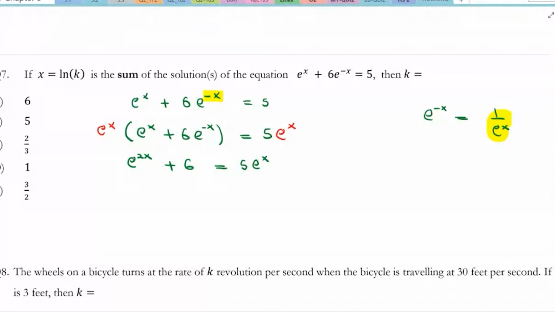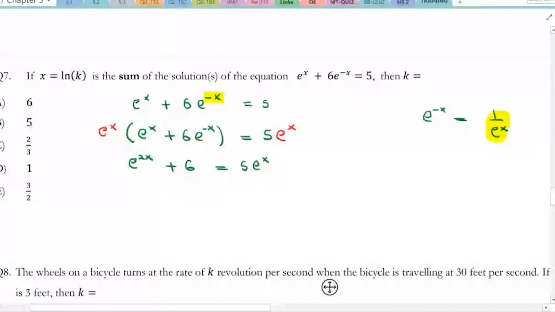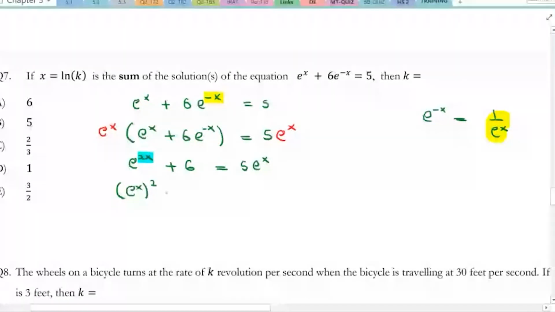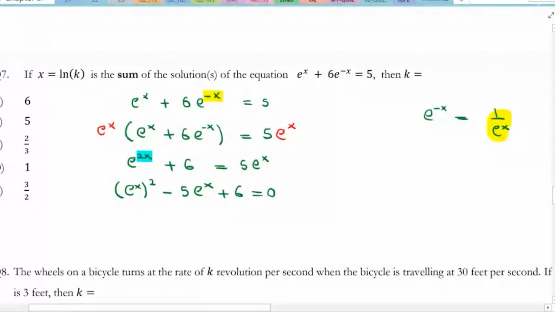Now, if you see what I'm saying, this equation is quadratic in form because we have e to the power of 2x, which we can rewrite as e to the power of x, and then take the 2 outside. Now bring this 5e to the power of x to the left side. It will be minus 5e to the power of x plus 6 equal to 0.